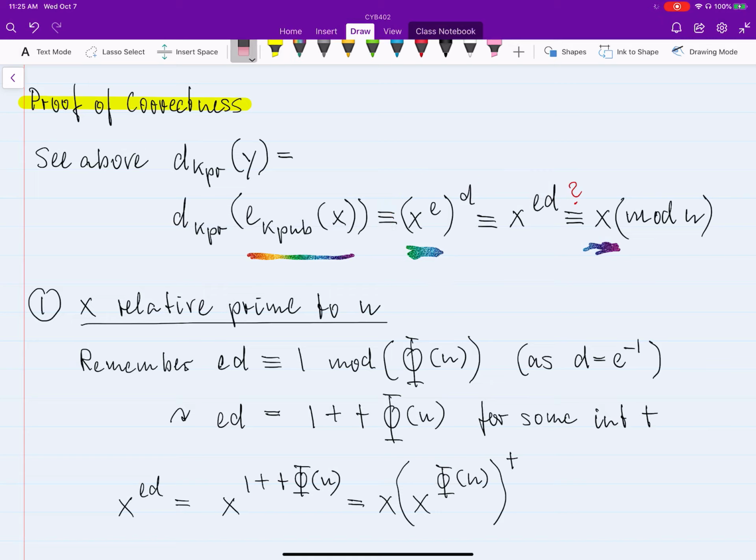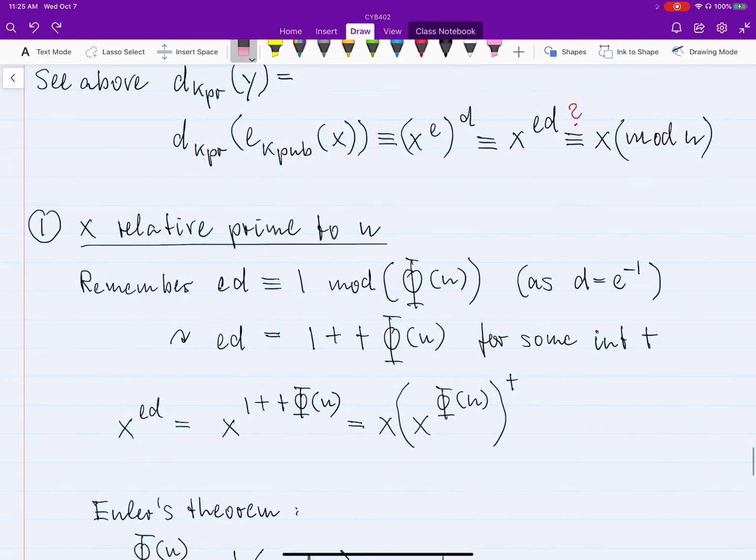So this is a very, very important question that we need to show. Is x to the e times d, is that really x modulo n? So we want to show whether that question mark here is justified or not. And the question mark should be turned into an exclamation mark, and we can show that actually.